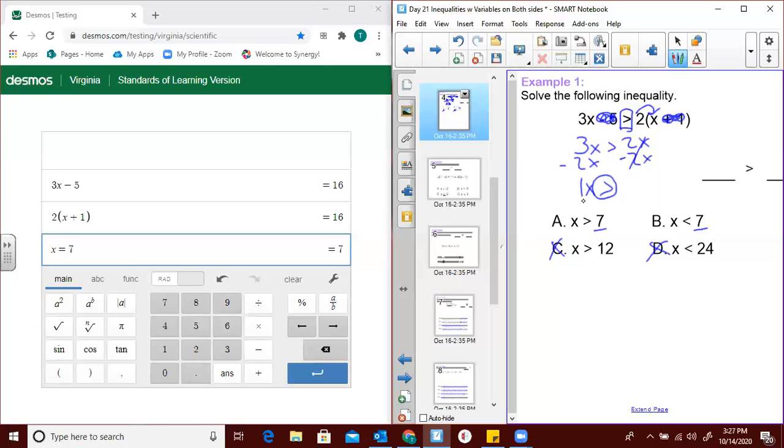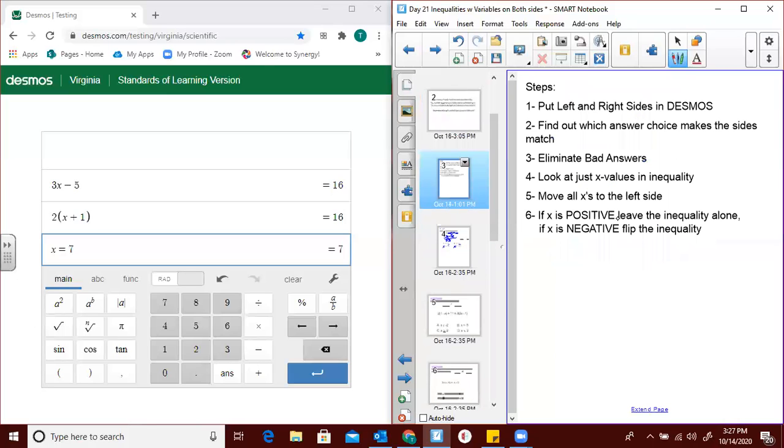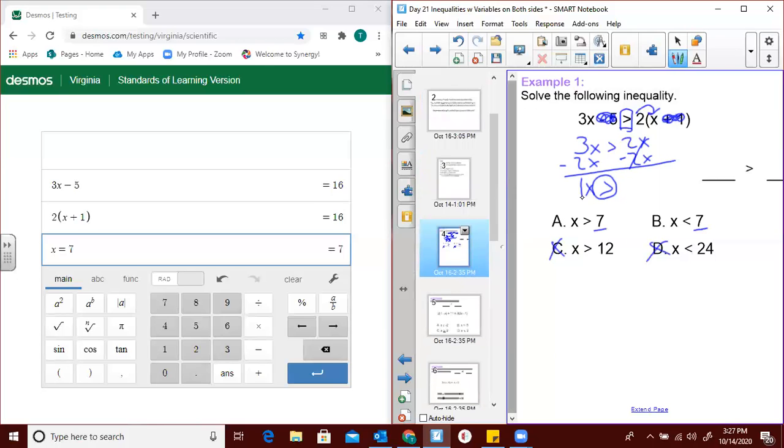So I can see that my 1x is positive, right? And remember, if we look at our rules, if x is positive, leave the inequality alone. If x is negative, flip the inequality, right? So my x is positive, I leave the inequality alone. I look for the inequality that is greater than, this is greater than, bam, it's A, sorry.